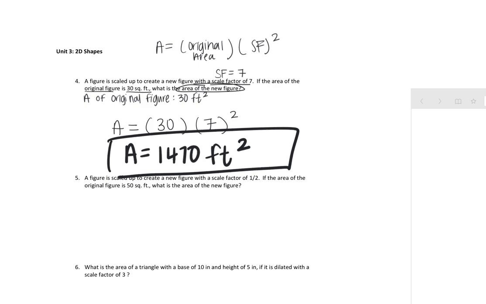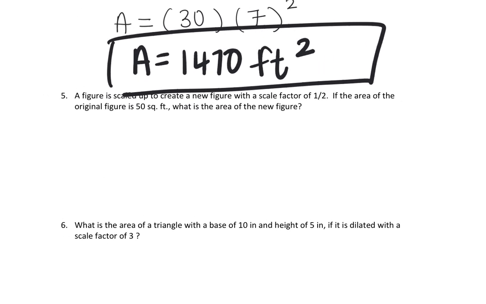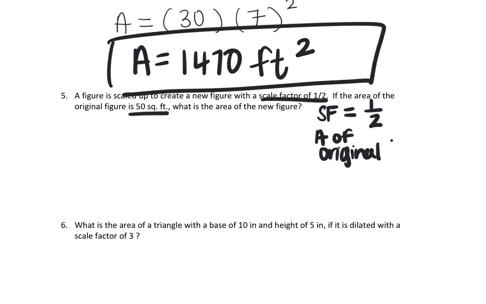All right, let's look at 5 and see what we have next. It says a figure is scaled up to create a new figure with a scale factor of 1/2. So my scale factor, SF, equals 1/2. It's a fraction. So that, to me, tells me that my figure is going to get smaller. So probably my area is going to be smaller than the original. It says if the area of the original is 50 square feet, what is the area of the new figure? Okay, so the area of original, it's 50 feet squared.